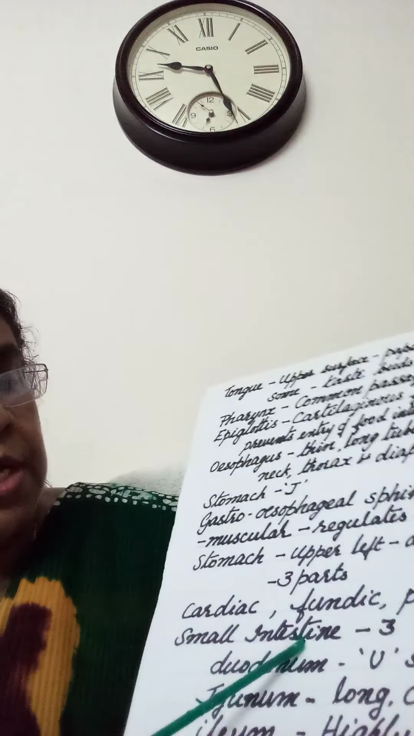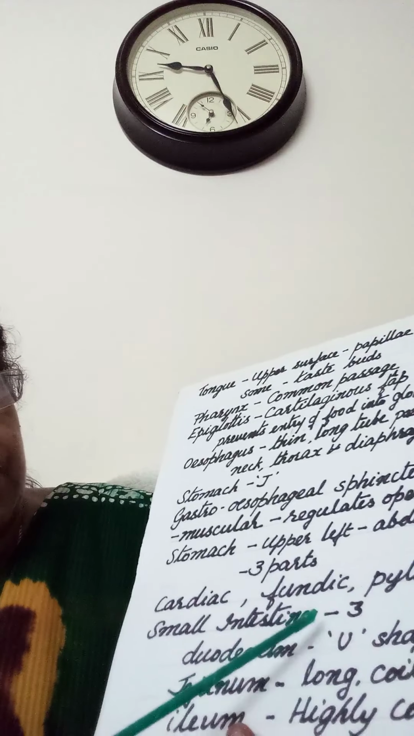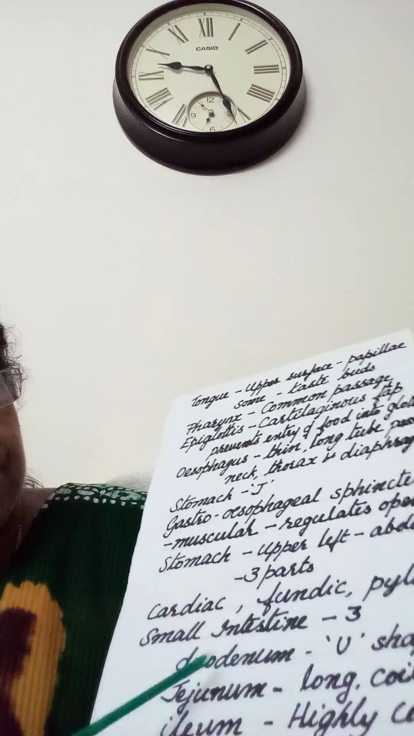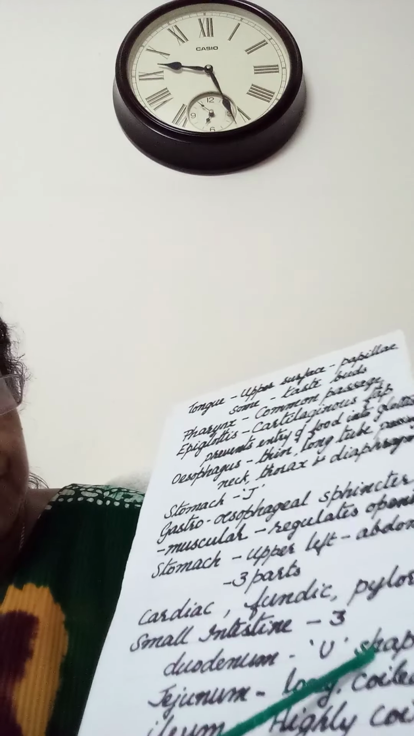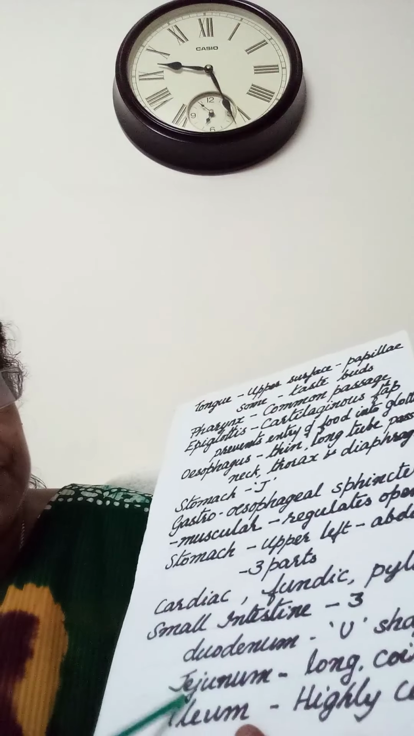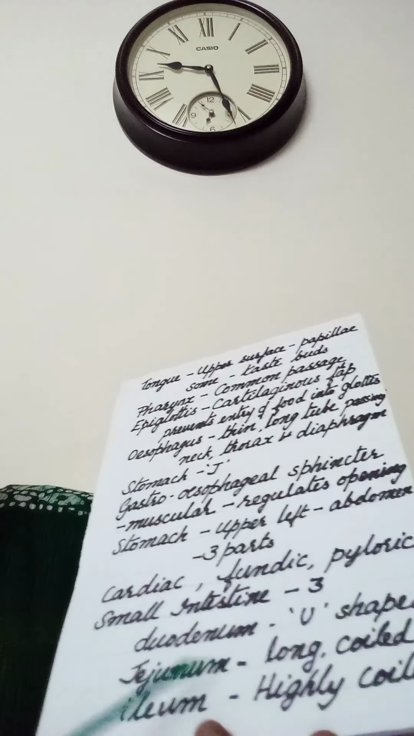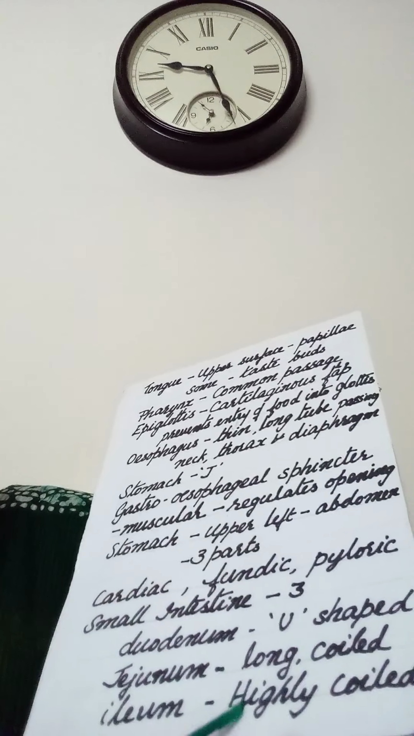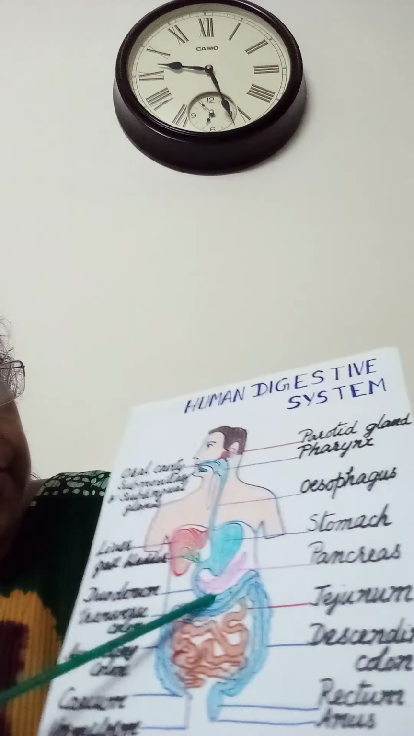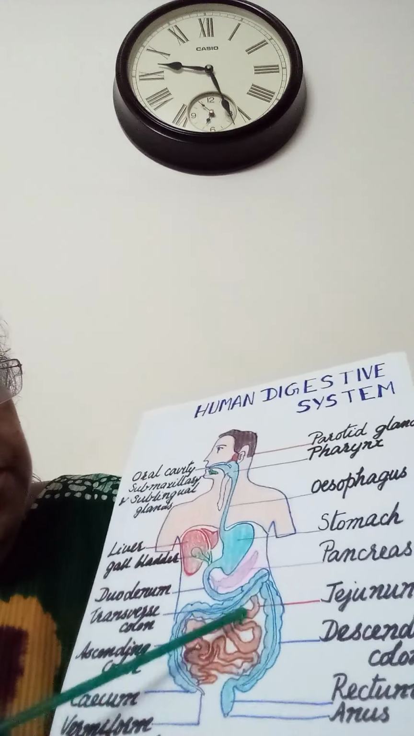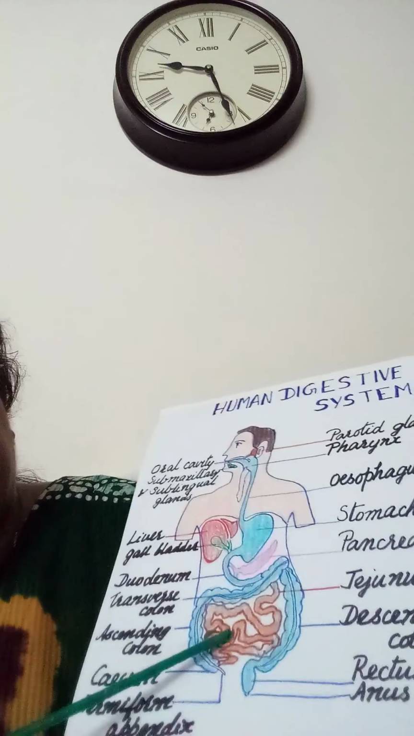Next comes the small intestine. Small intestine also that already I have explained. 3 parts: duodenum, then U-shaped, next comes the jejunum, that is also coiled, that is long. Then comes the ileum, that is highly coiled. See, small intestine. See, this is the duodenum. Okay, U-shaped, then long coiled jejunum, then highly coiled ileum.